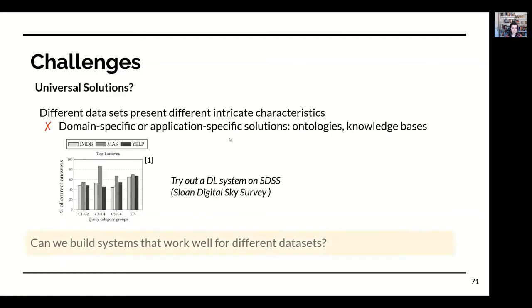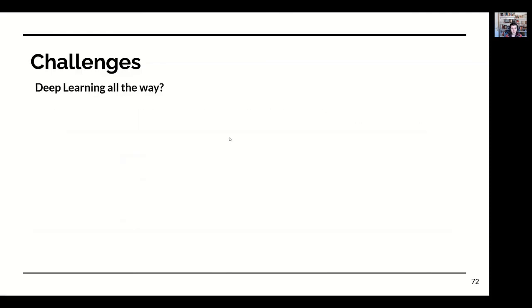Now, what we need here is to be able to build systems that work well for different datasets. So if we are able to have a system that can work equally well on different domains, that would be an excellent achievement.